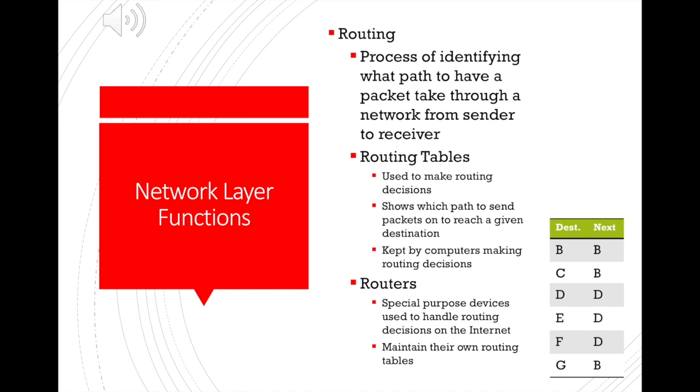Routers, as hardware, are special purpose devices used to handle routing decisions on the internet, and they maintain their own routing tables. We will see that there are such things as level 3 switches or layer 3 switches, also called VLAN switches, that make a lot of routing decisions, but they are thus not routers.